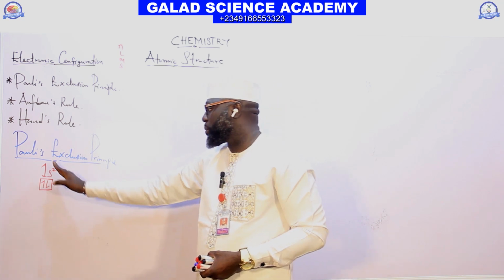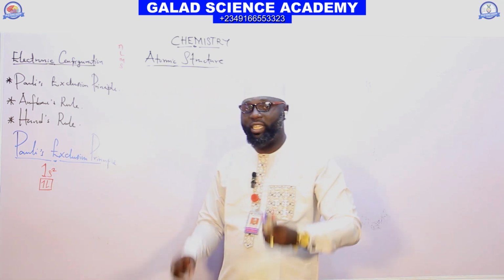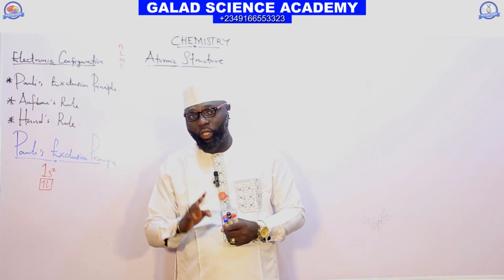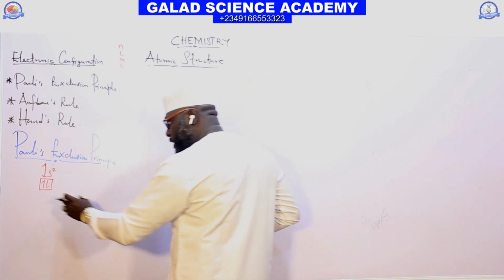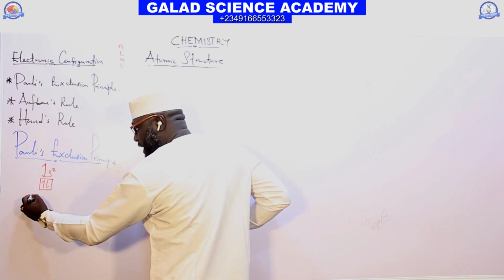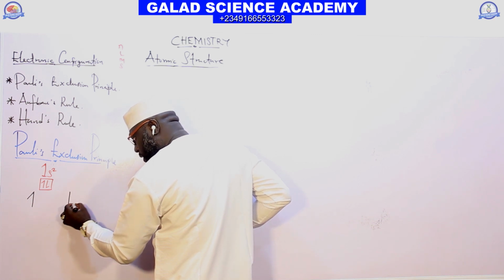Let us check it. Maybe Pauli is right. Pauli says that no two electrons in the same orbit have the same value for the four quantum numbers. Let's take it out. This first electron is this. This is the second electron.